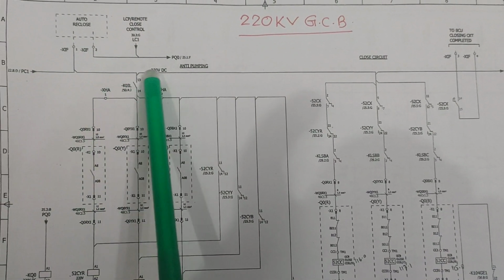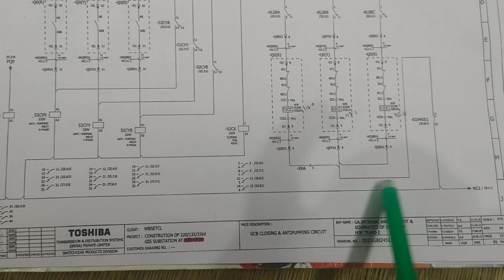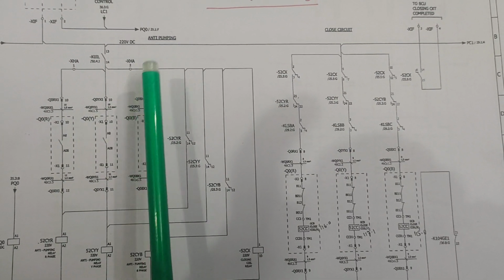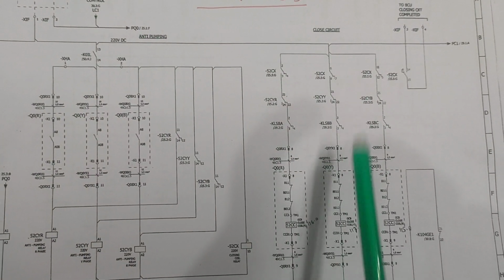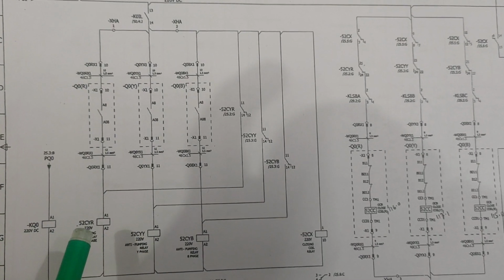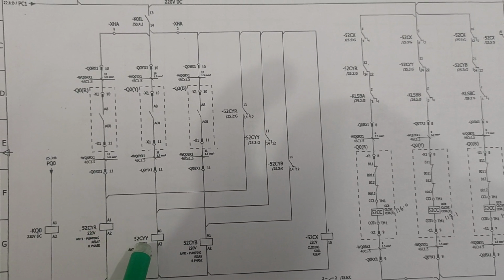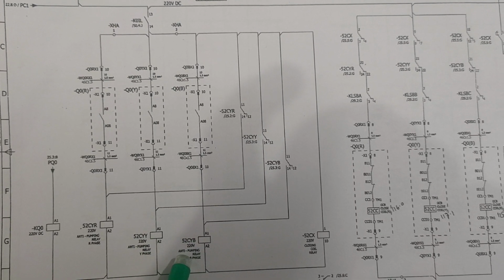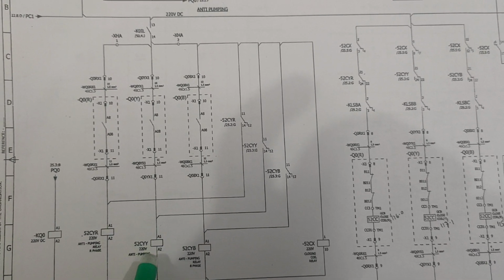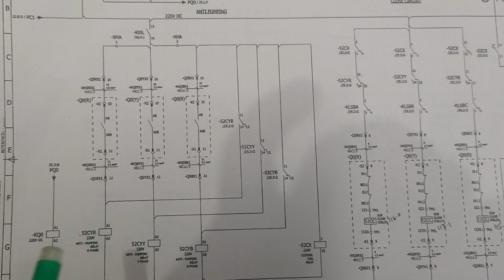Here the positive is extending from here to here and the negative is extending from here to here. In between, the parallel circuits are first the anti-pumping circuit and second the closed circuit. This anti-pumping circuit has three anti-pumping coils: 52 CYR, 52 CYY and 52 CYB. This is for the red phase or red pole, this is for the Y phase or Y pole, and this is for the B phase or B pole purpose.